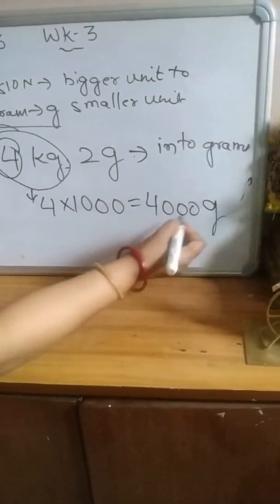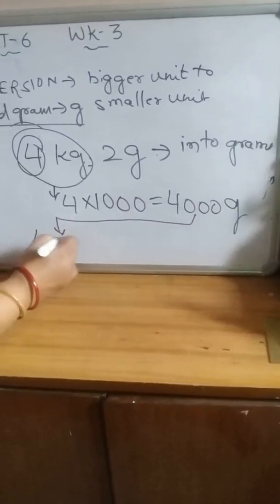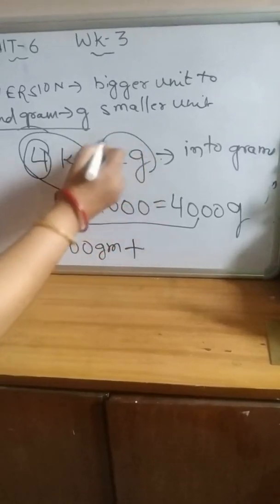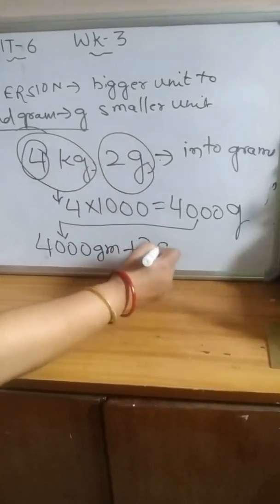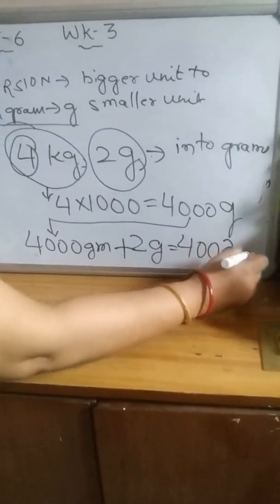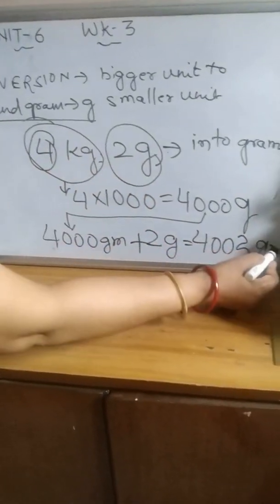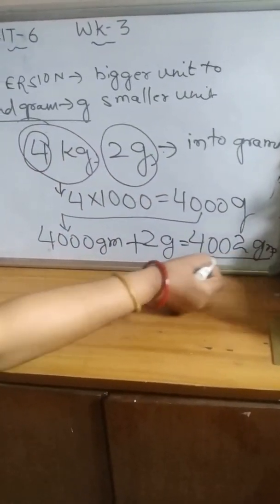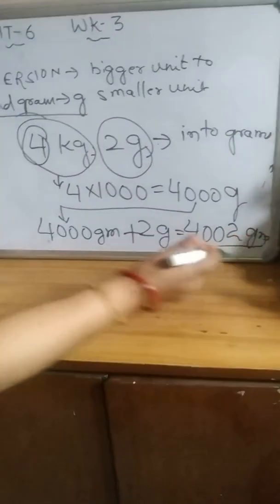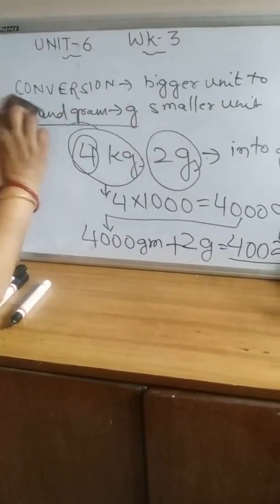Here this 4000 grams will be added with what? This 2 gram. So it will be 4002 gram. See here, the unit kilogram and gram is converted into gram, right? 4002 gram. So in this way I have told you the conversion of bigger unit into the smaller unit.